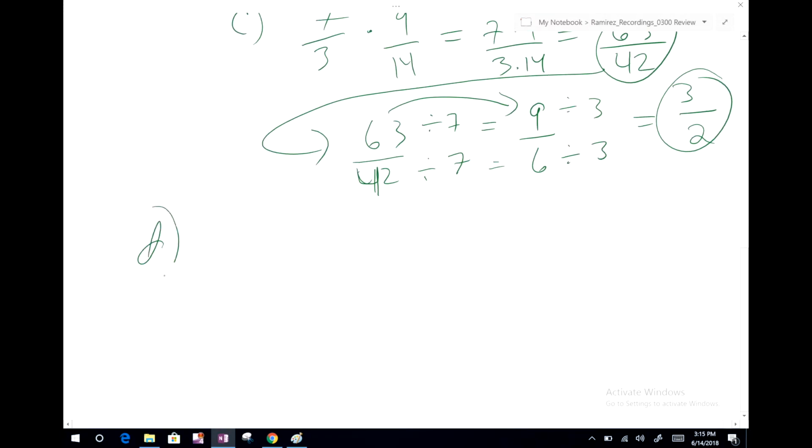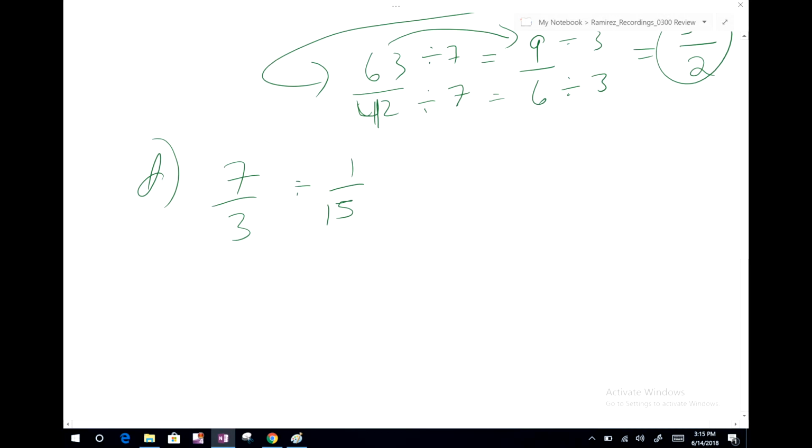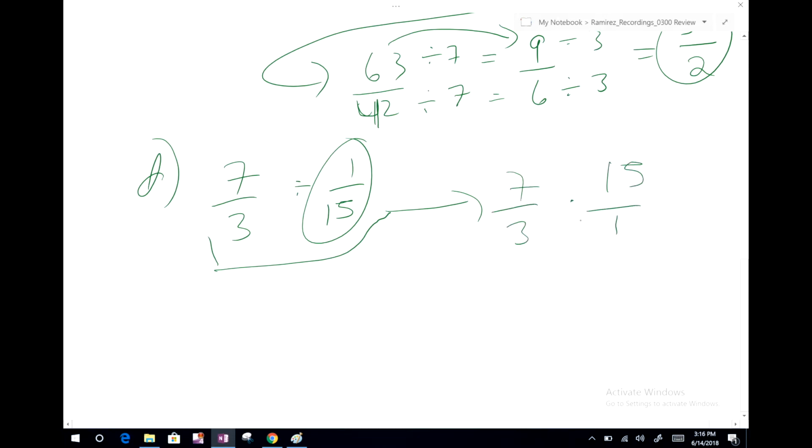Now we have D. D is 7 over 3 divided by 1 over 15. Well, as I mentioned before, when you're dividing two fractions, you're going to have to multiply them by the second fraction's reciprocal. So this right here, the whole problem becomes 7 over 3 times 15 over 1. And so then we have the following. 7 times 15 is going to give us 105. 3 times 1 is just going to give us 3. And that can be reduced to 35.